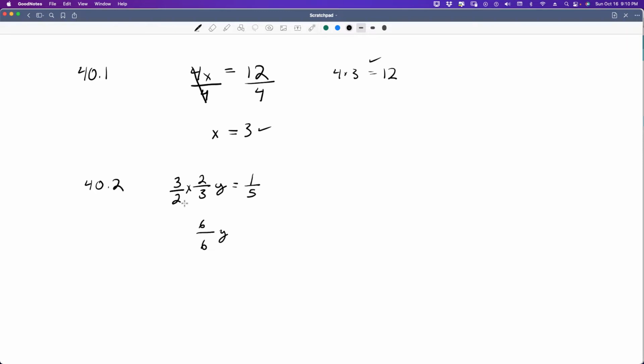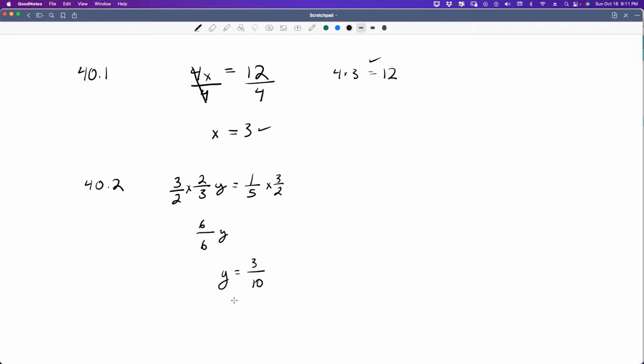Well, remember, whatever we do to this side, we have to do to this side. So we're going to multiply by the same reciprocal over here, 3 over 2. So 6 over 6, that's just 1. So it's really just y by itself, right? But now we're going to multiply this side by the reciprocal because we have to do the same thing on both sides to keep this equal sign true and to not change the solution. So 1 times 3 is 3, and 5 times 2 is 10. So the answer to y is 3 over 10.